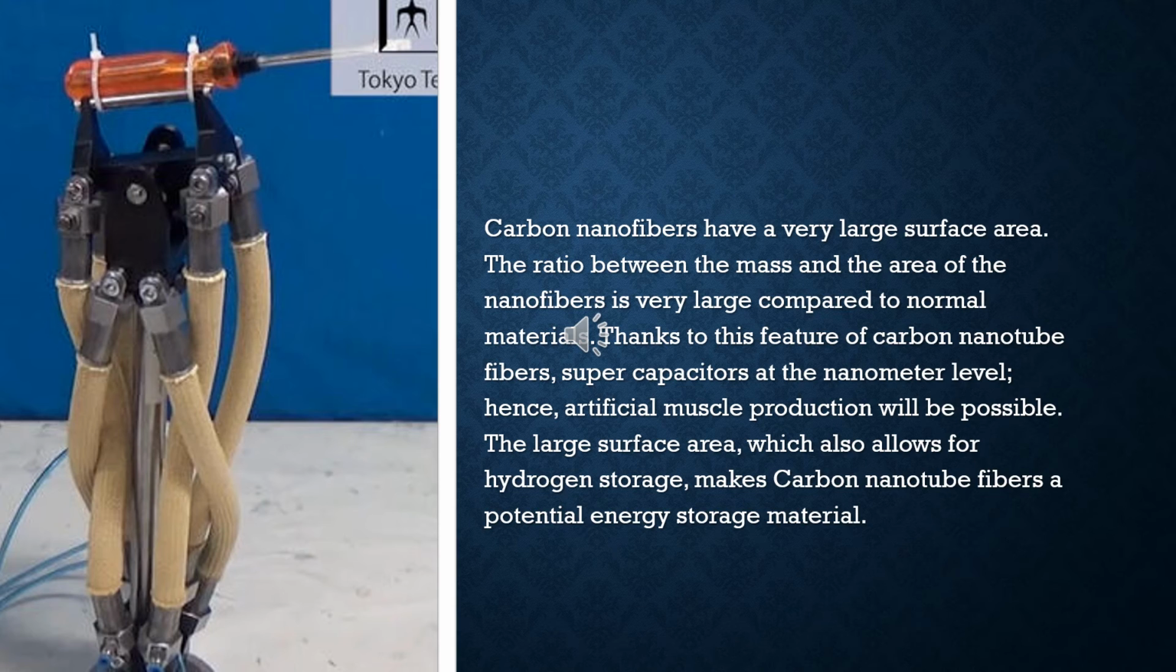Carbon nanofibers have a very large surface area. The ratio between the mass and the area of the nanofibers is very large compared to normal materials. Thanks to this feature of carbon nanotube fibers, supercapacitors at the nanometer level are possible. Hence, artificial muscle production will be possible. The large surface area, which also allows for hydrogen storage, makes carbon nanotube fibers a potential energy storage material.